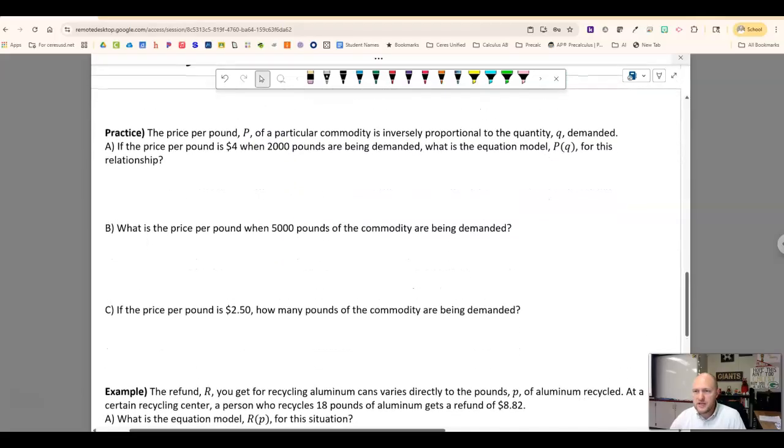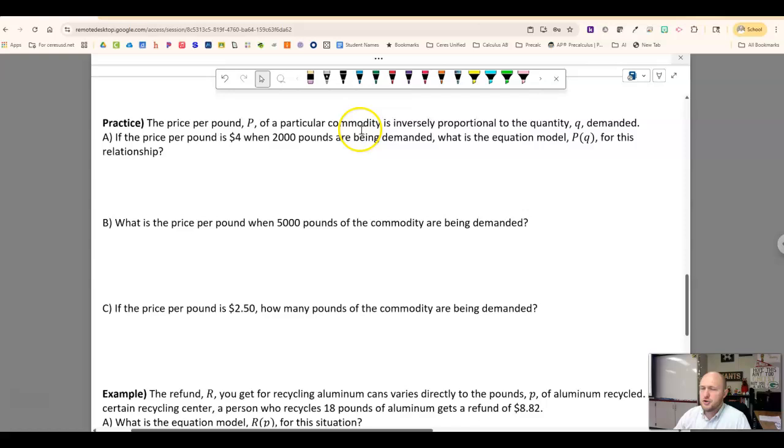I want you to go ahead, please pause this video. I want you to try this. This question says the price per pound P of a particular commodity is inversely proportional to the quantity demanded. If the price per pound is $4 when 2,000 pounds are being demanded, what is the equation model P of Q for this relationship? So here, set up your general equation, and then go ahead, use the givens to solve for K, and then write your new equation, okay? So kind of like steps 1 through 3, I guess, would be here. Regular equation, solve for K using the givens, and then write your new equation. All right, go ahead, pause me now, try that.